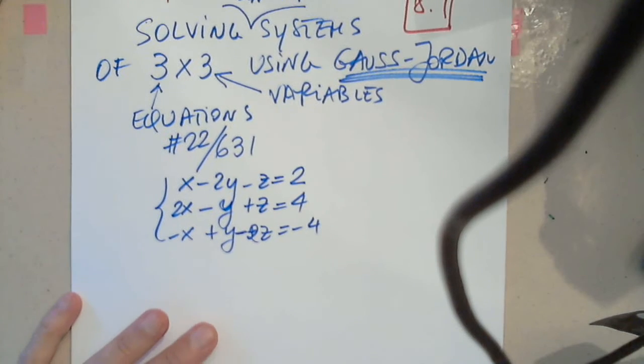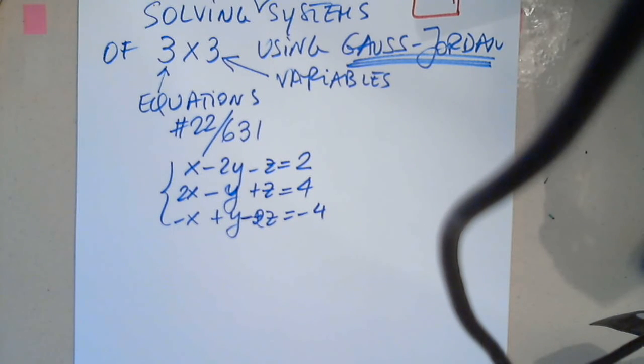Okay. As we see, this is a system of 3 linear equations.